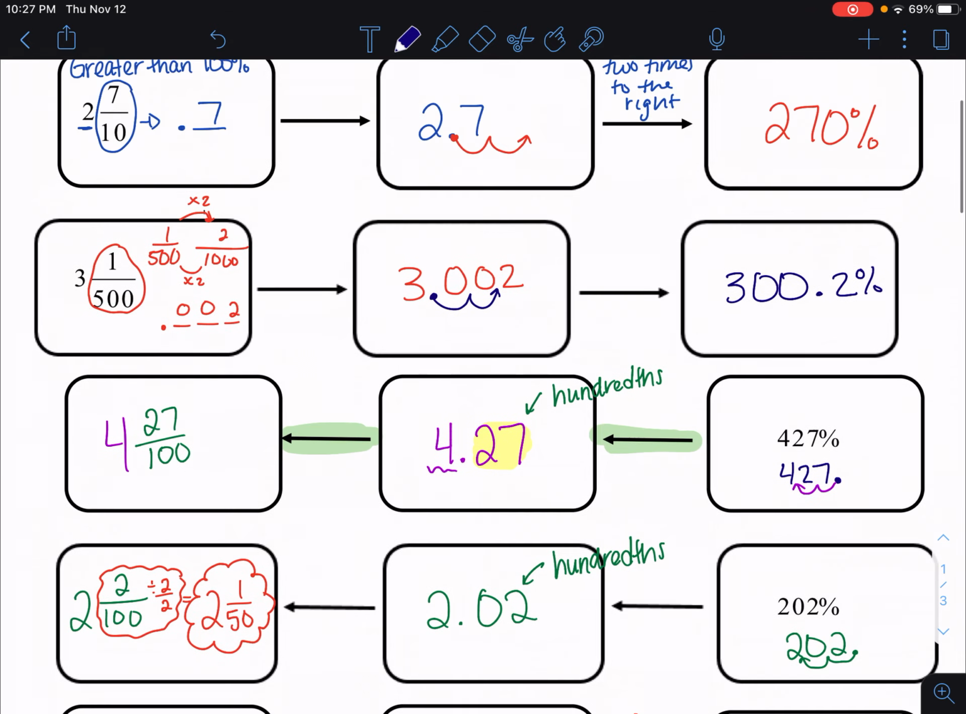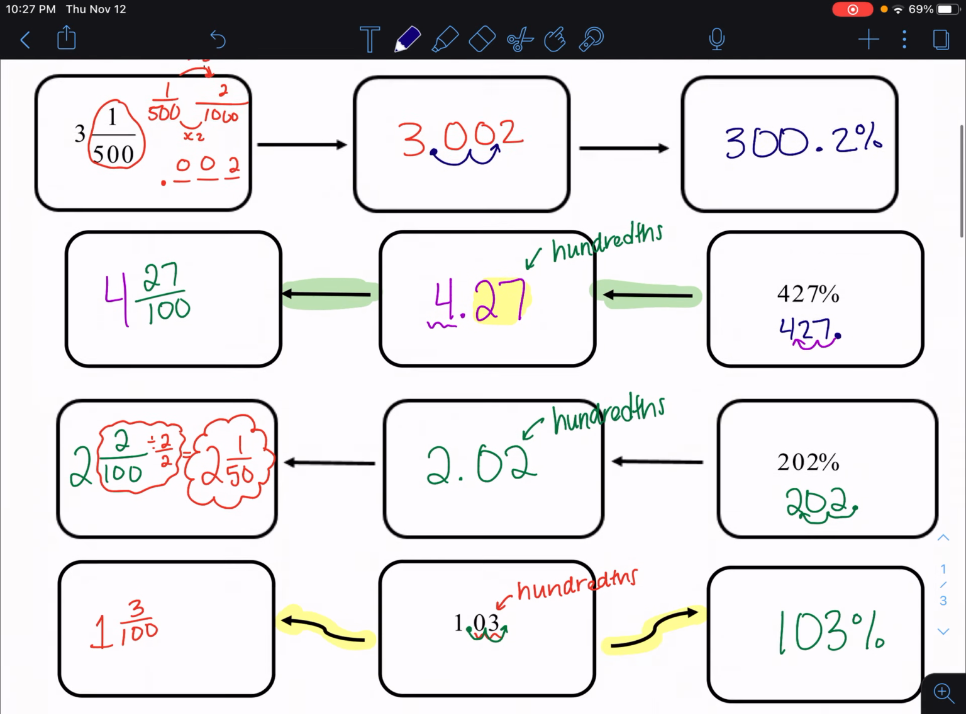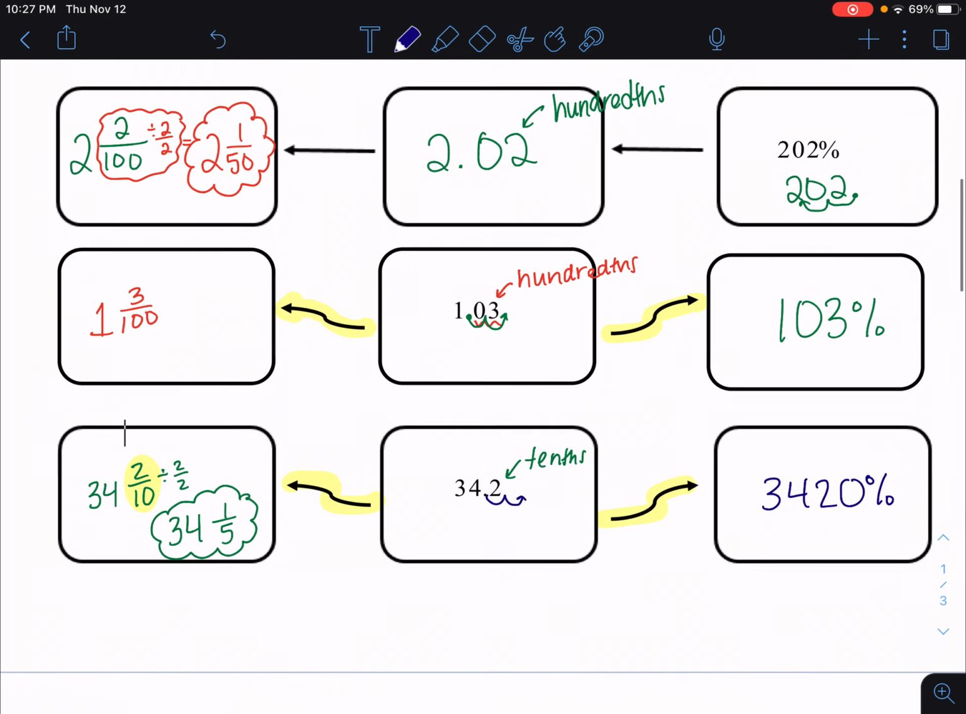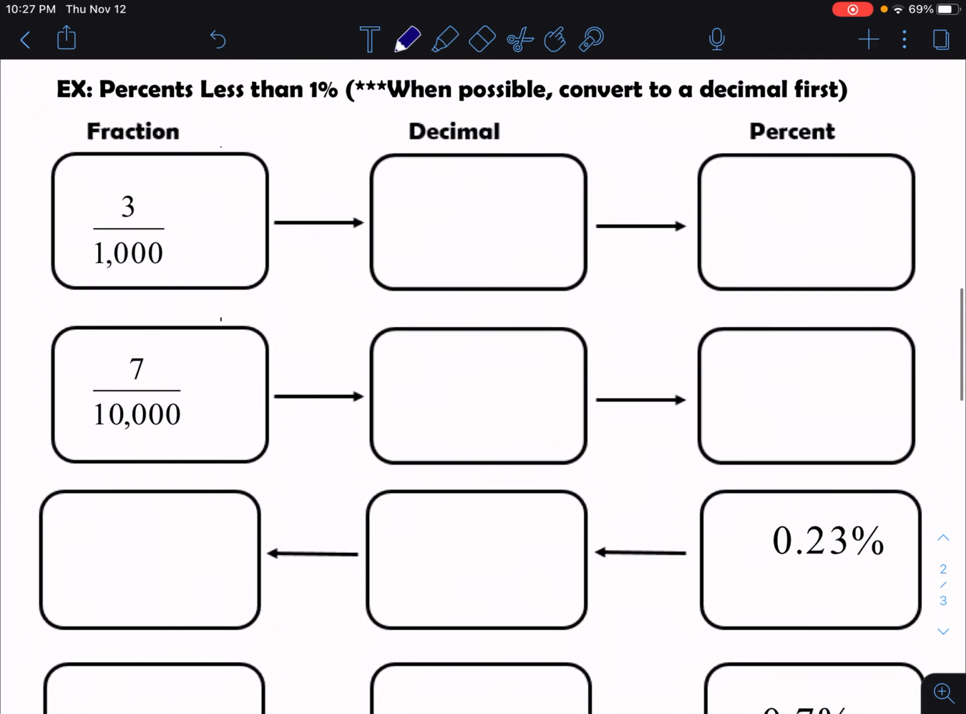This whole front side is percents that are greater than 100%. So all of these values are more than 100%. On the back side, we are looking at percents that are less than 1%. So really teeny tiny percents.